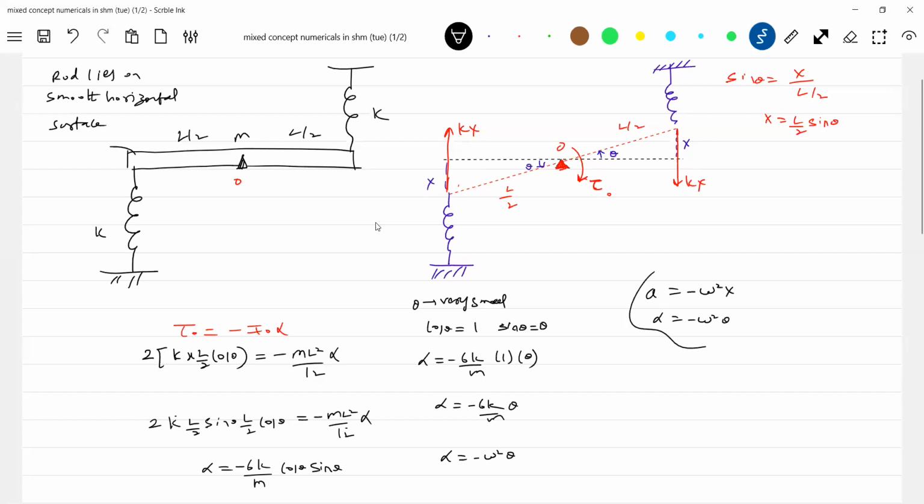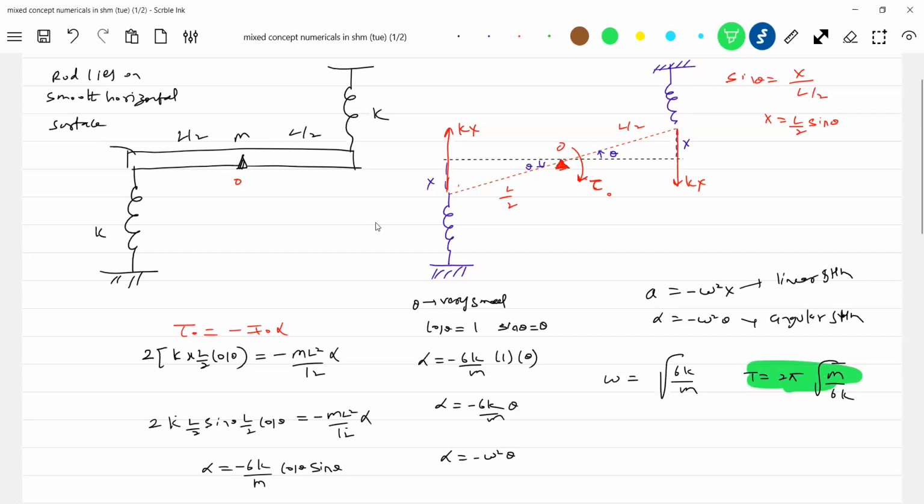So this will be linear SHM, and this will be angular SHM. So now what is omega? Omega will be the square root of 6k by m. So time period will be 2 pi times the square root of m by 6k. So this is the expression for the time period of oscillations.